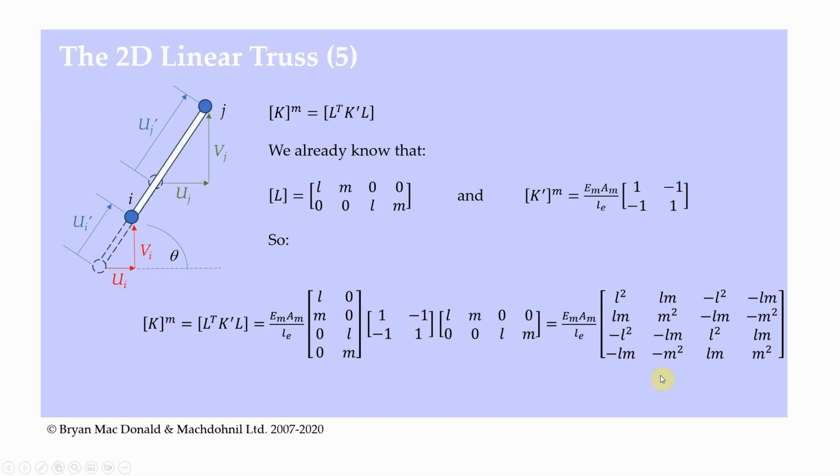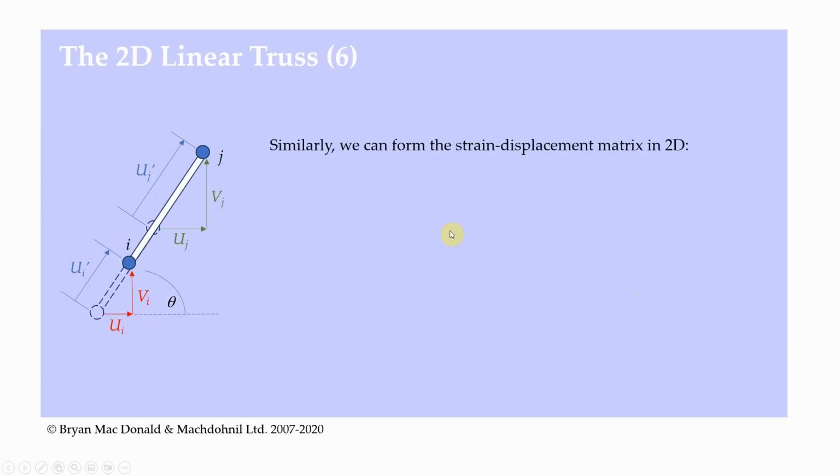So this is our stiffness matrix for a two-dimensional linear truss, and you can see that it's based on the Young's modulus of the material making up the element, the cross-sectional area of the element, the length of the element, and l and m and l squared and m squared. L is cos theta, m is sine theta. We'll know what all of those are because we'll know the angle that the element is orientated towards the positive x-axis.